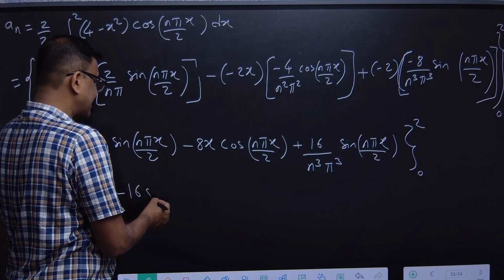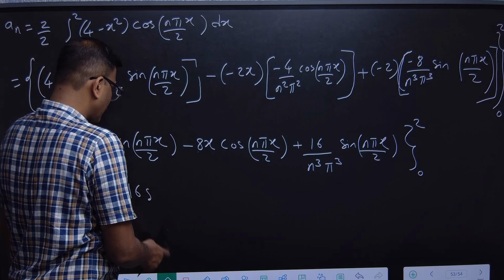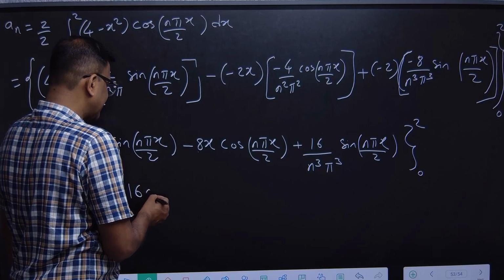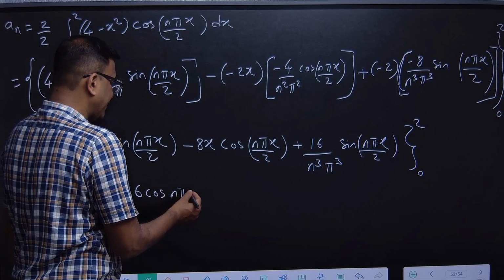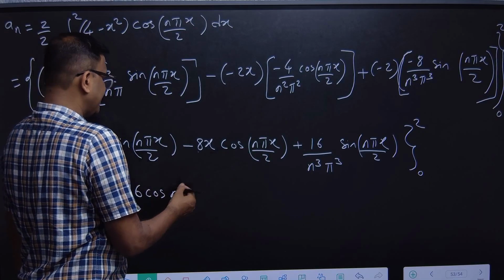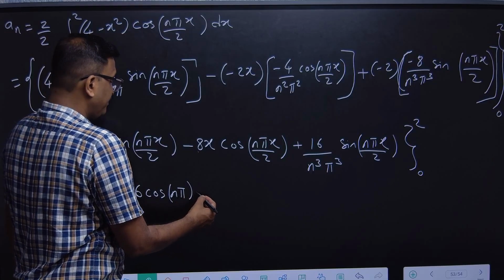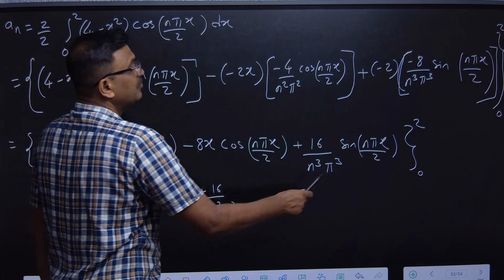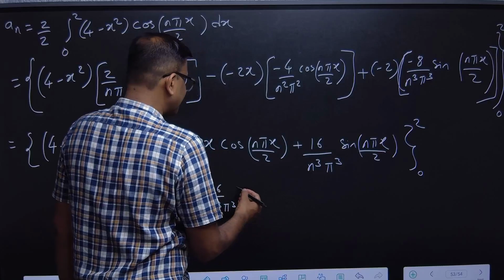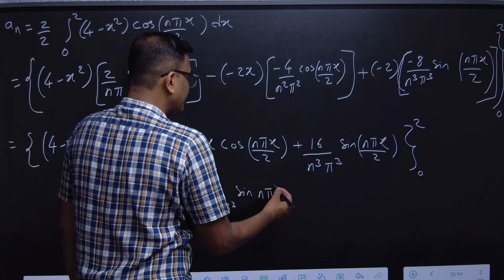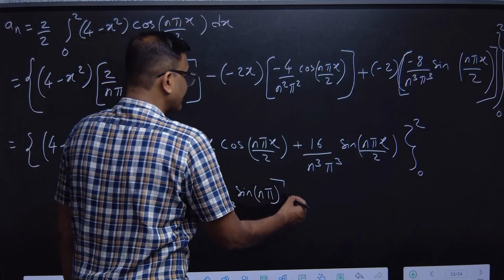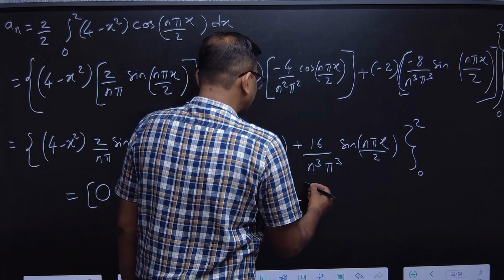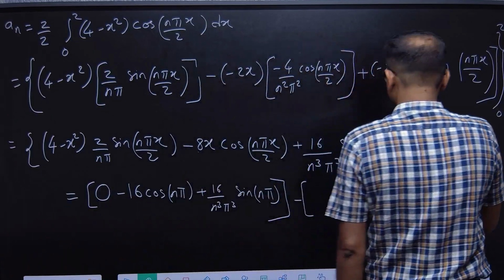So minus 16 into cos n pi. If you put x is 2, this 2 gets cancelled, it becomes only cos n pi. Plus 16 upon n cube pi cube. If you put x is 2 here, 2 gets cancelled, this becomes sin n pi, which we know is going to become 0. So we get this first bracket when we put the upper limit 2 in place of x.